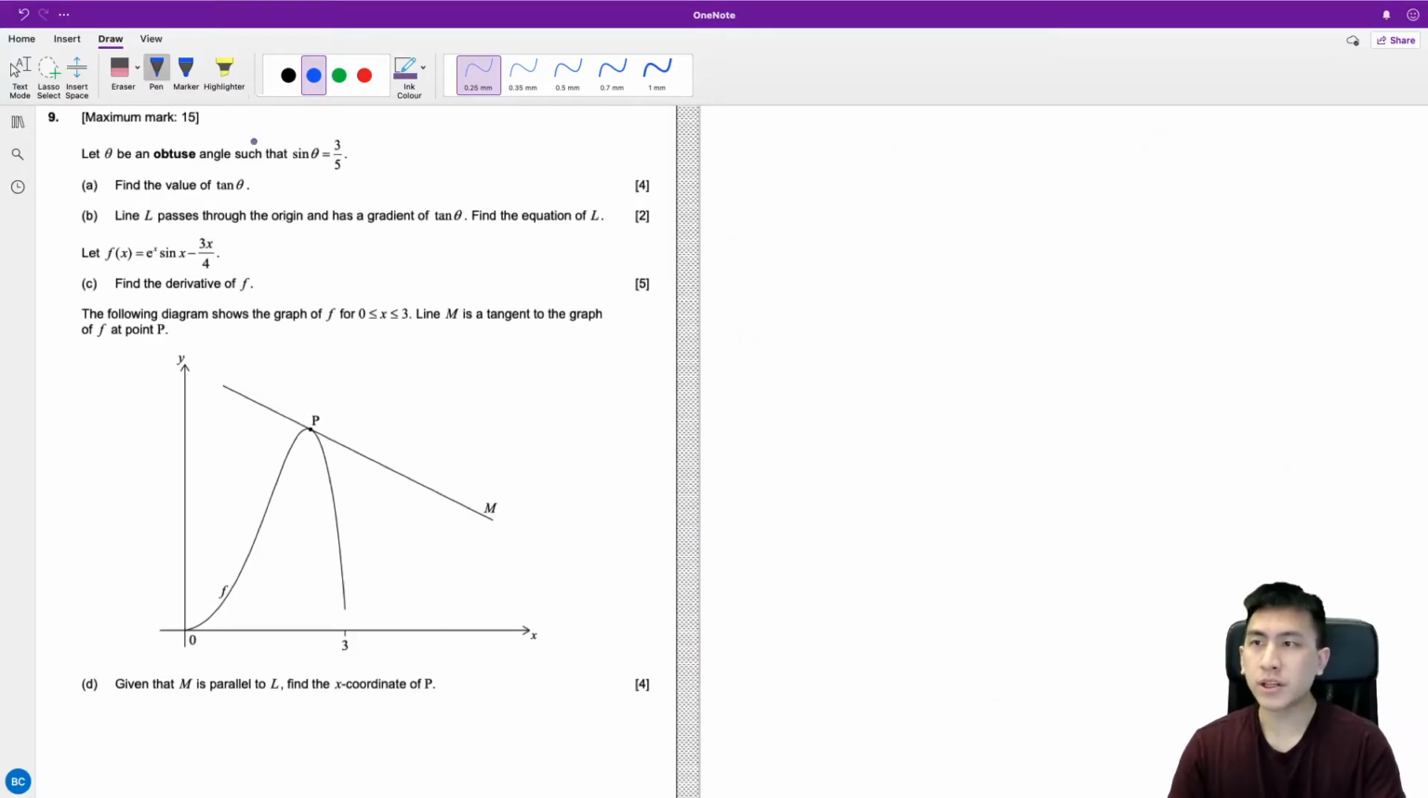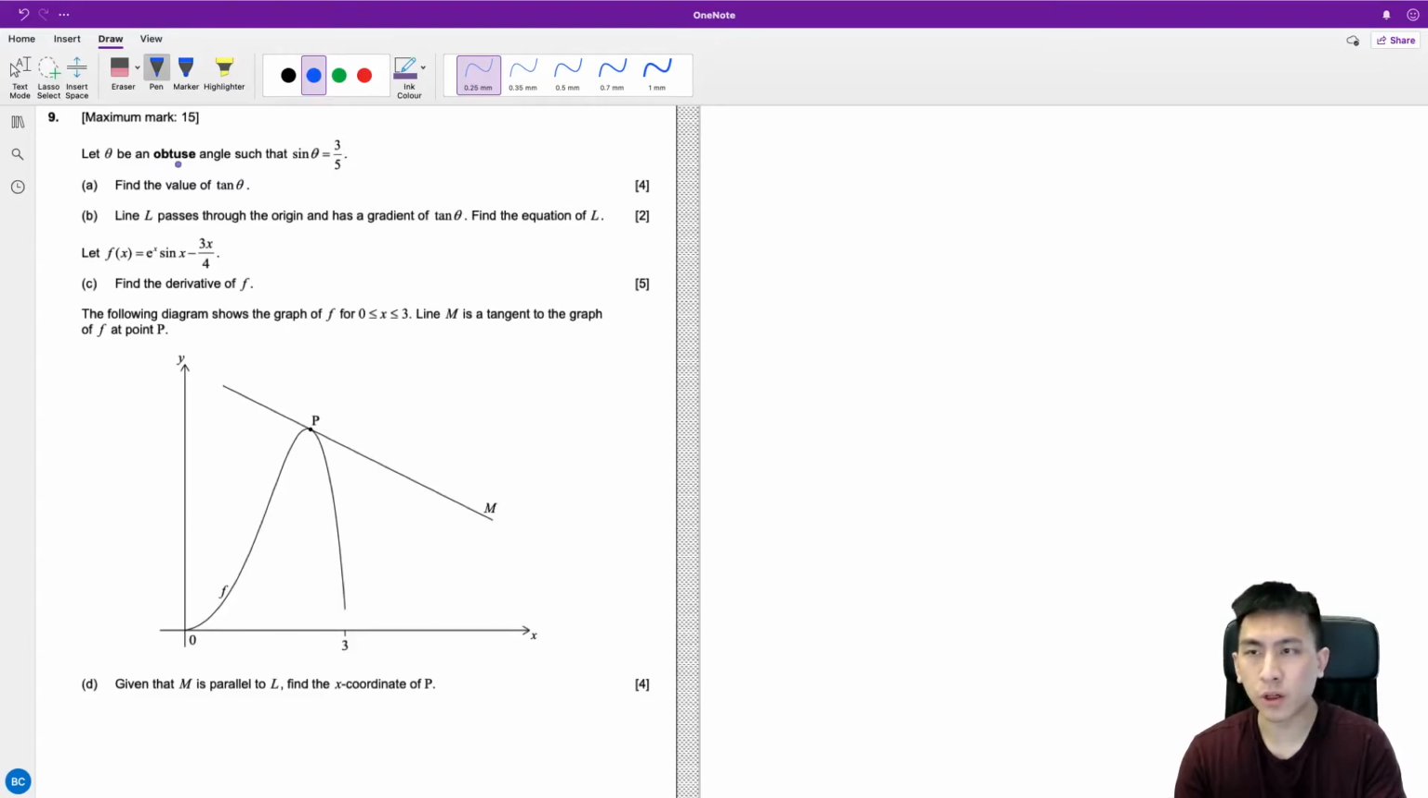All right, question 9. Let theta be the obtuse angle such that sine theta is 3/5. Find the value of tangent theta. Actually, this is a rather tricky question. There are a few ways to go about this. The easiest way I could think of is, when you see sine theta equals 3/5, I hope that should ring a bell in your head. It's the triangle 3, 4, 5.